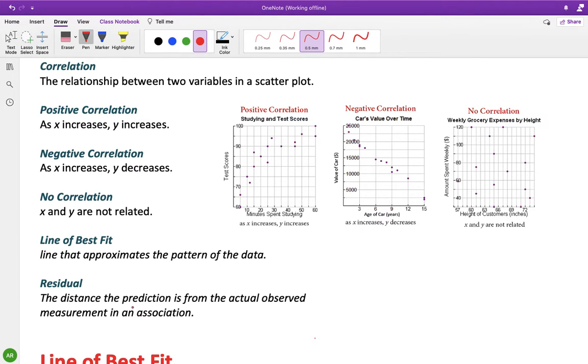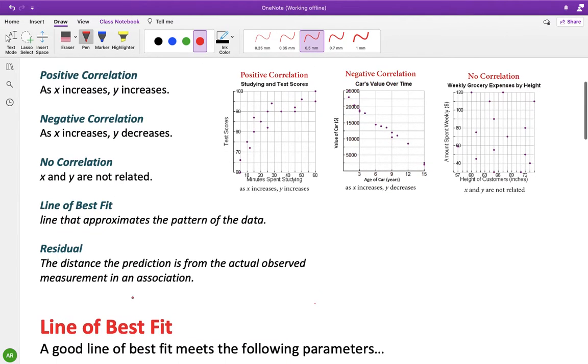All right. Now, residual is the distance the prediction is from the actual observed measurement. I went ahead and introduced this now. We'll talk about that more in the next video when we're actually making a line of best fit and then comparing it to the data we actually collected. So it's just the distance from the prediction as opposed to the actual observed value. The reality is the lines of best fit are never perfect. They model what we'd expect, and there's always going to be exceptions. So that's what the residual deals with.